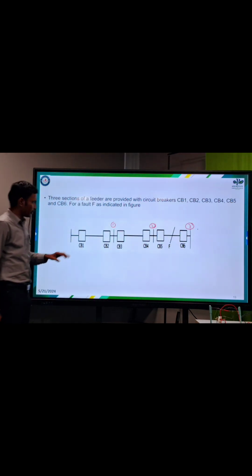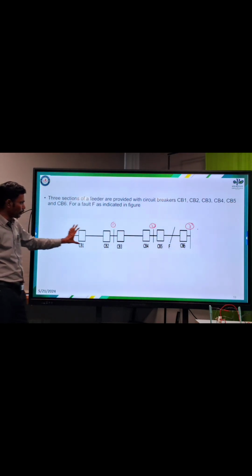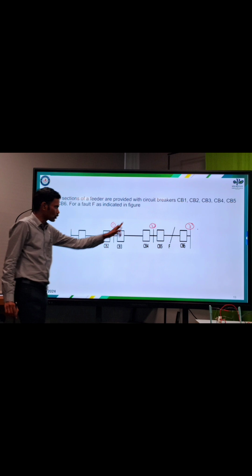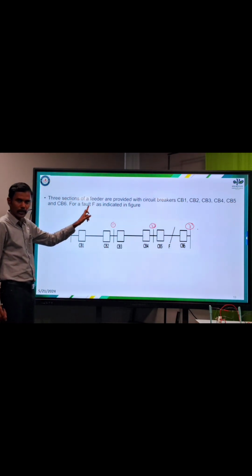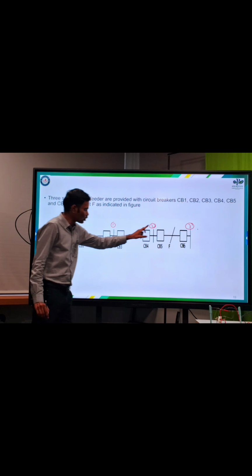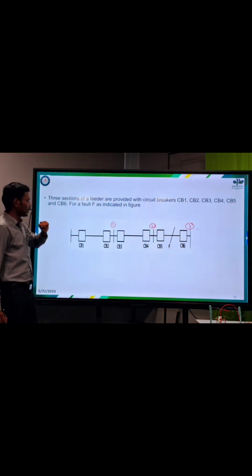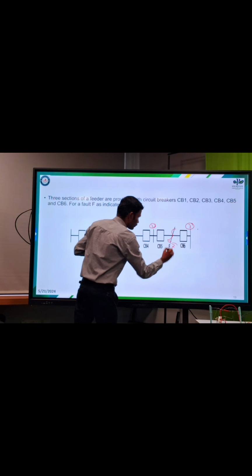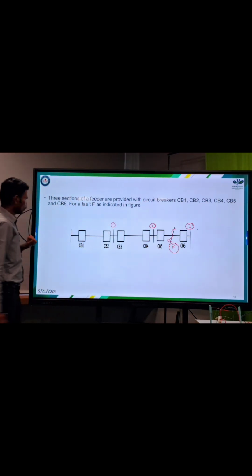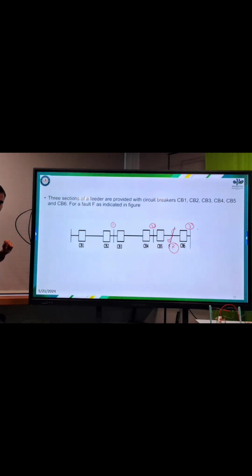Okay, so this is a generating station. We can have this circuit breaker, and then this is a bus bar. I can provide three sections, so first we have to classify the three sections 1, 2 and 3. Here they are saying a fault occurs, so for example here is a fault. Okay, so here, which circuit breaker should be operated first?